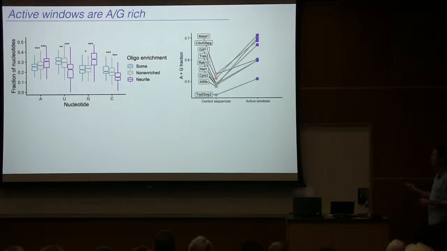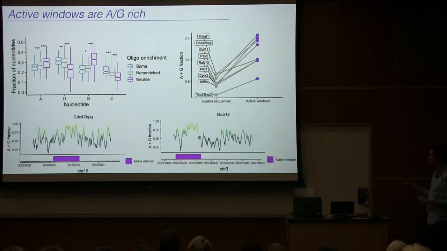And that's shown here. The rest of the UTR has some level of A and G richness, but if you look at the active windows within those UTRs, they have way more A's and G's. And again, plotted across the UTR, here I'm plotting the fraction of A and G sequences at a given location. The sequences that had the ability to drive localization lie under really rich AG peaks.